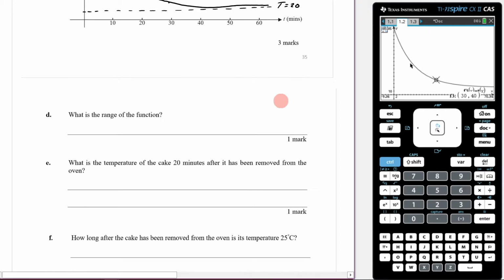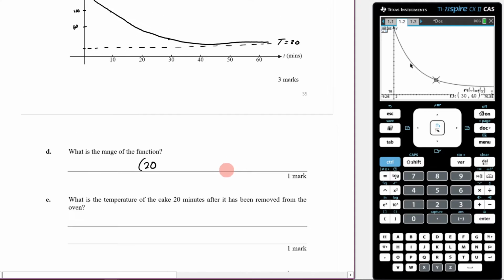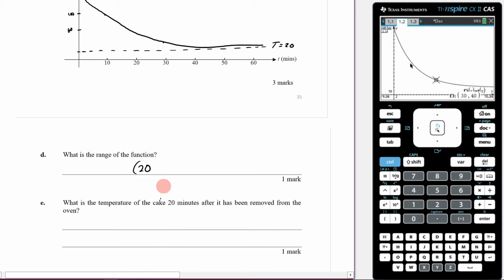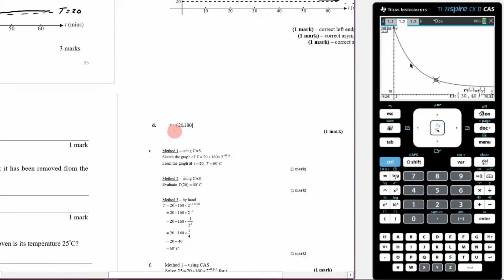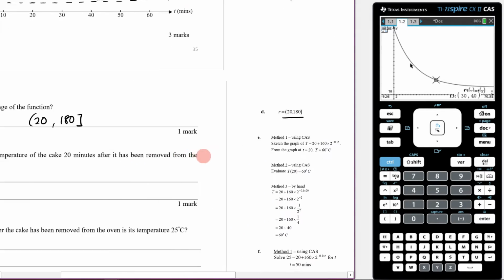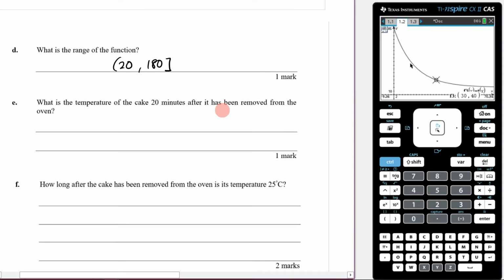All right, next, what is the range of the function? Well, the minimum value is going to be 20, but you're not going to include it. And we can go all the way to 180, and we are going to include that 180 there. If we look at our mark scheme here, sure enough, it is 20 to 180, 1 mark for that. Meaning that if you messed up the brackets, you would have lost that entire mark.